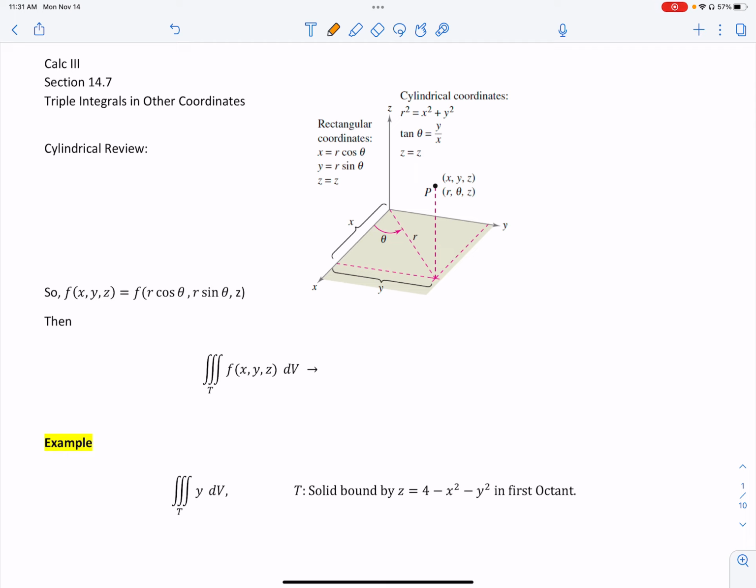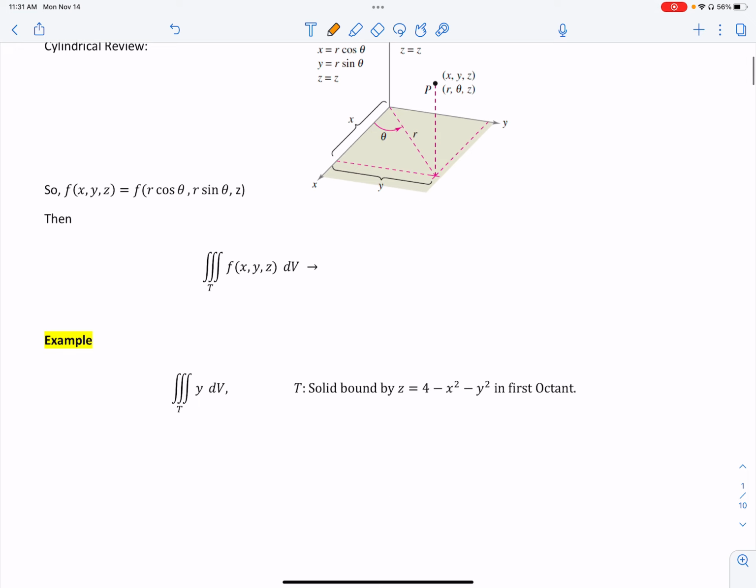So here is a reminder of how rectangular works to cylindrical. Remember how we get our points in cylindrical: we have an r, which is the radius, this distance here. And then we also have a theta, which tells me the angle from the positive x-axis in the xy plane, how far it rotates out. And then z is just z. It stays the same. That z being the same is actually going to make this pretty straightforward for us.